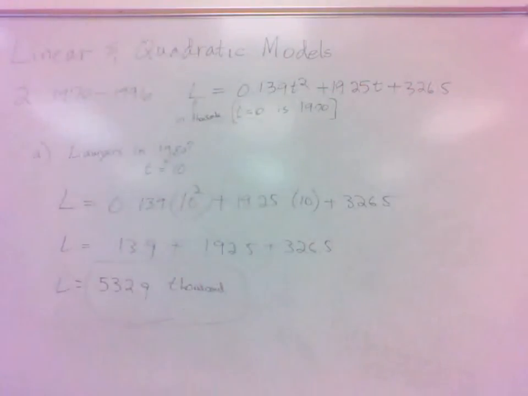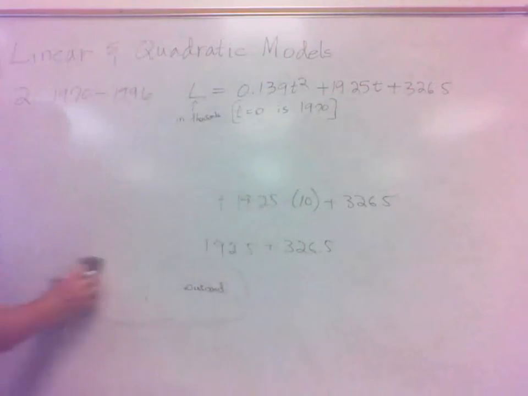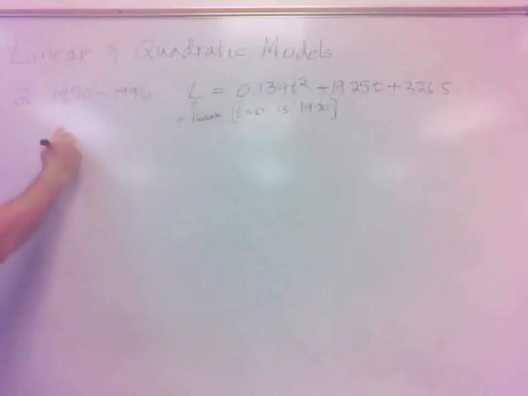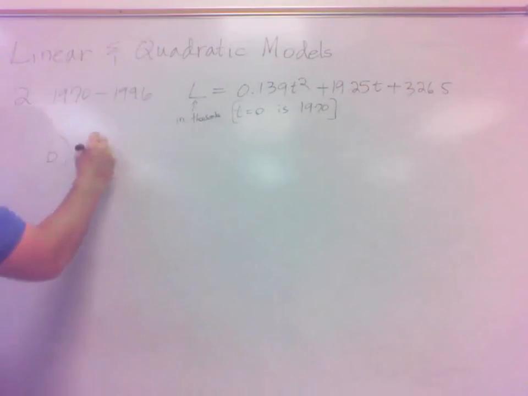Okay, well, let's tackle the last problem there on the handout, the B part. According to the quadratic model, in which year would the number of lawyers have reached or surpassed 1 million?